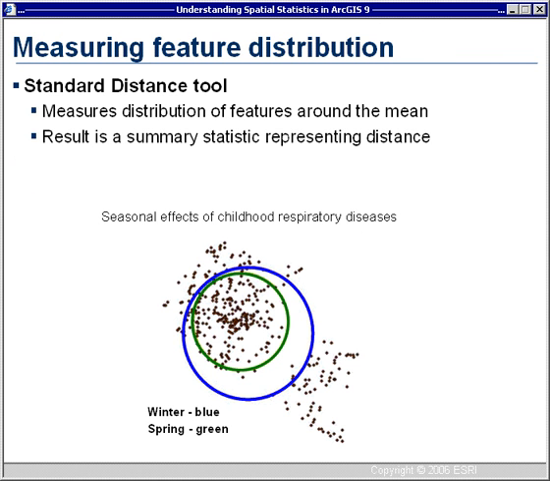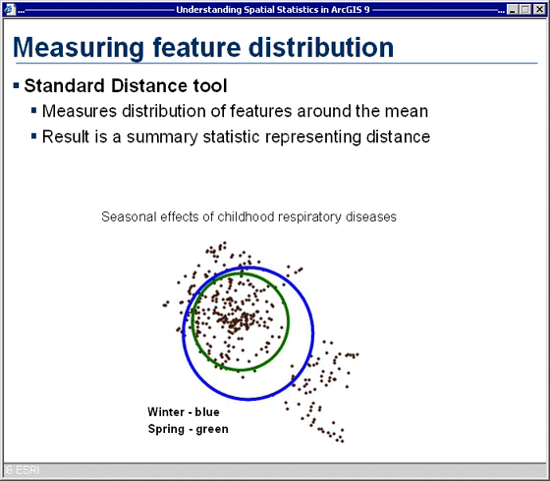While the mean center and the central feature tools tell us about our center of our distribution, they don't tell us about the overall distribution. The standard distance tool tells us how dispersed our features are around that center. In the map shown, we have incidences for respiratory disease among children. We want to see if we can detect any seasonality for this disease. For example, do we see a peak of incidences when certain plants or pollens are present? To answer this question, we would examine the spatial distributions of the disease for each season.